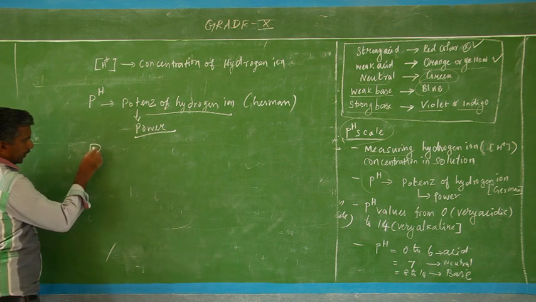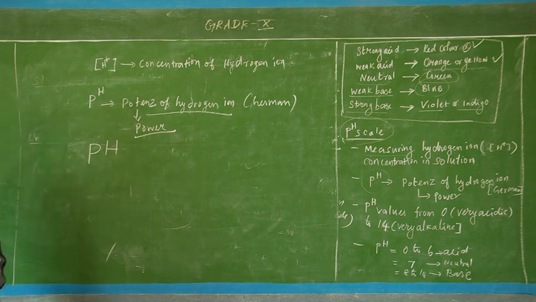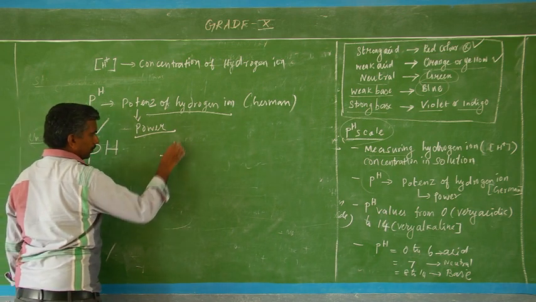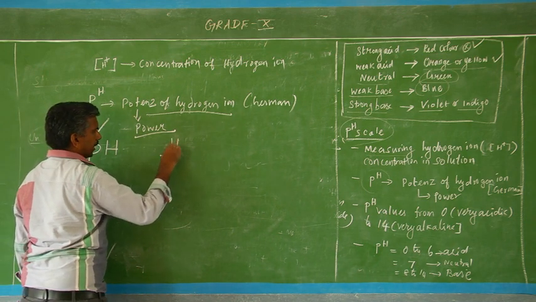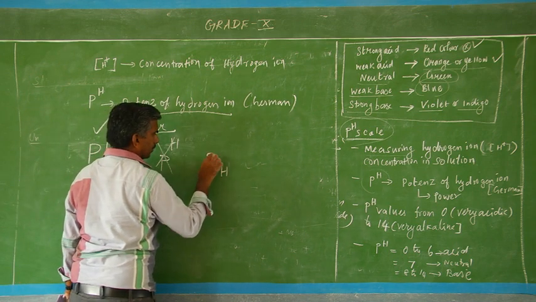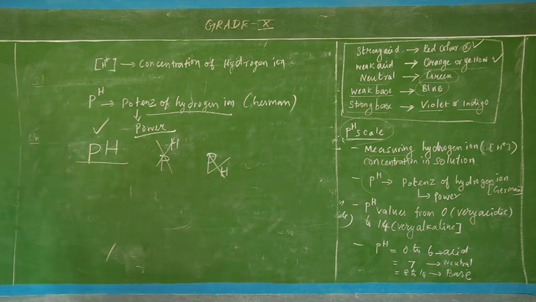This is how you write it: P, then write the H like this. This is the correct way. Write the pH symbol like this. Don't write it this way. This type is wrong, or this type. This is a wrong way. This is the correct way of writing pH.